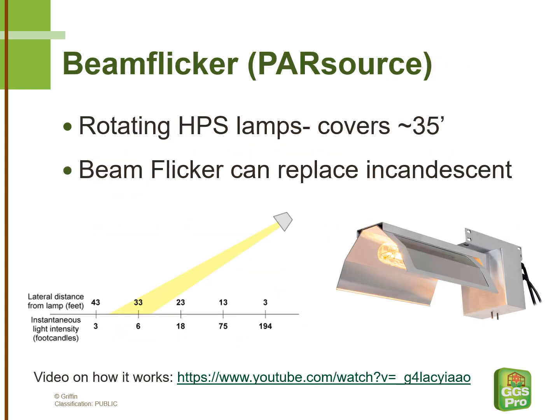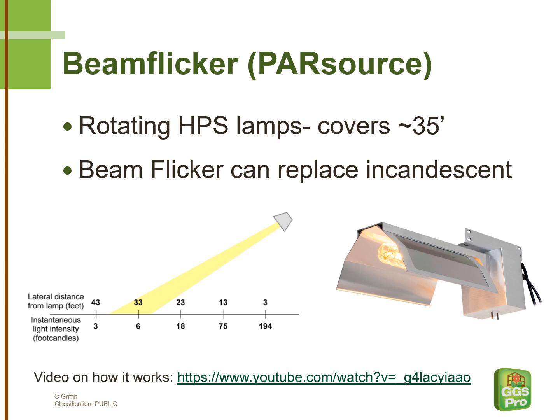A unique way of providing light, the photoperiodic light to the crops, is something called a Beamflicker. And here we're using a much higher intensity light source, a 600 watt HPS high pressure sodium lamp in most cases. And the fixture actually rotates on a continuous basis. And it throws light in both directions quite a long distance.